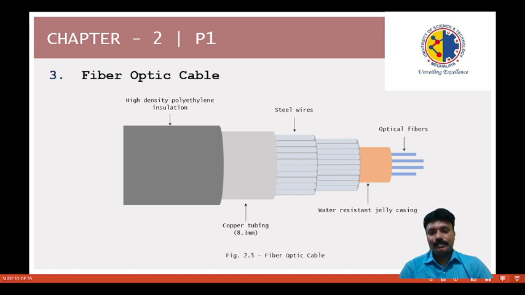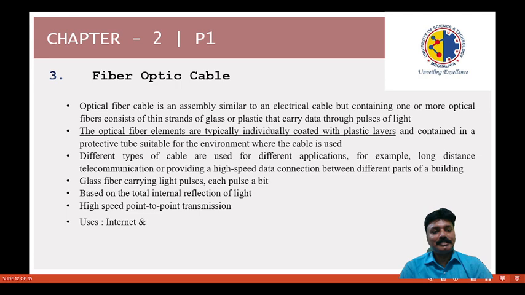Where exactly this is used, and the points we can see here: a fiber optic cable is an assembly similar to an electrical cable, but containing one or more optical fibers, which consist of thin strands of glass or plastic that carry data through pulses of light. I already told you that pulses are zeros and ones, on and off, by using the cladding. The optical fiber elements are typically individually coated with plastic layers and contained in a protective tube suited for the environment where the cable is used.